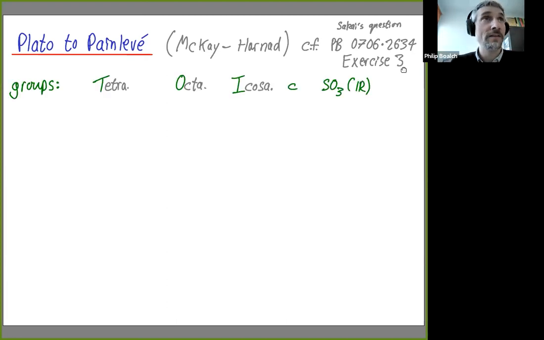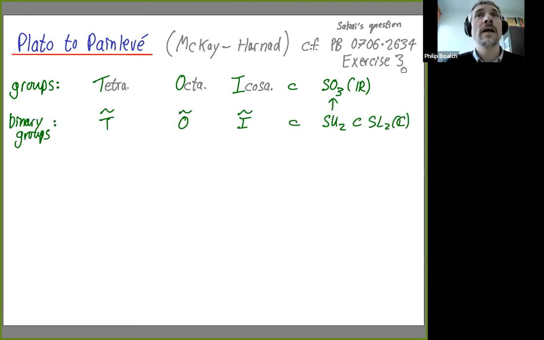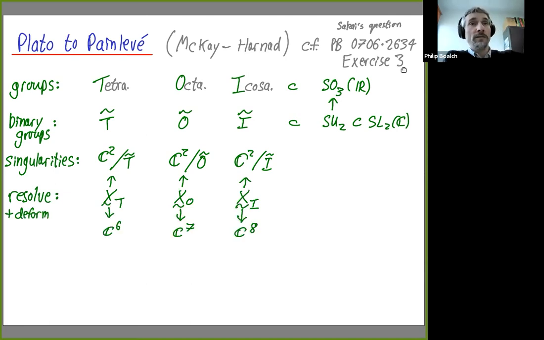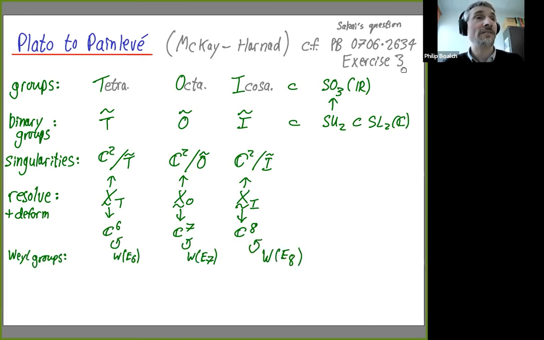So let me tell the story that people here probably know, so I'll be quick. You have these rotation groups, the tetrahedral, octahedral, and icosahedral groups, and these have binary groups as well. Then you can look at the corresponding singularity, quotienting by these groups. Then you can resolve these, and then you can deform them. These have deformations of type E6, 7, and 8, and there's a natural action of the finite Weyl group of type E6, 7, and 8 on these.